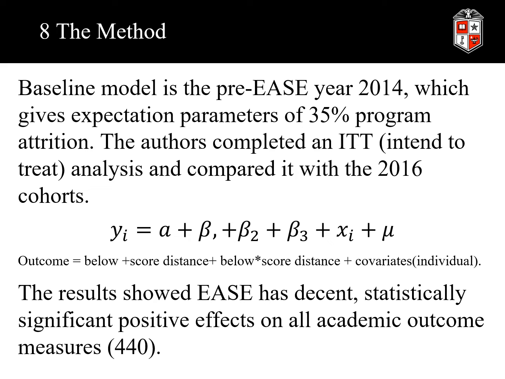Slide 8, the method. The baseline model is the pre-EASE year 2014, which gives expectation parameters of a 35% program attrition rate. The authors complete an intent-to-treat analysis and compare it with the 2016 cohorts. The results showed EASE has decent, statistically significant positive effects on all academic outcome measures. The baseline provides a guide to find if the treatment is effective, which in this article seems to be the case.